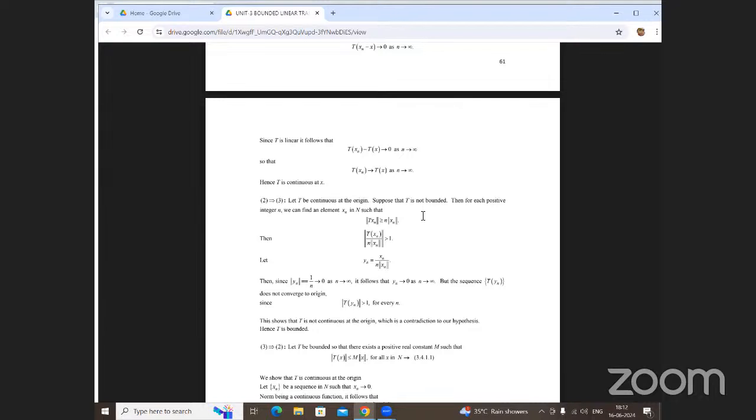Especially since we are in between the class, I must explain a number of important concepts in functional analysis. At the same time, you have to practice the subject thoroughly. Each and every definition is involved in theorems, and there are so many theorems. Next, T is continuous at origin, and we must prove that.